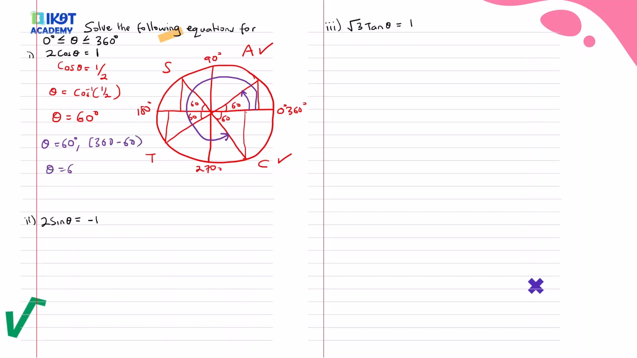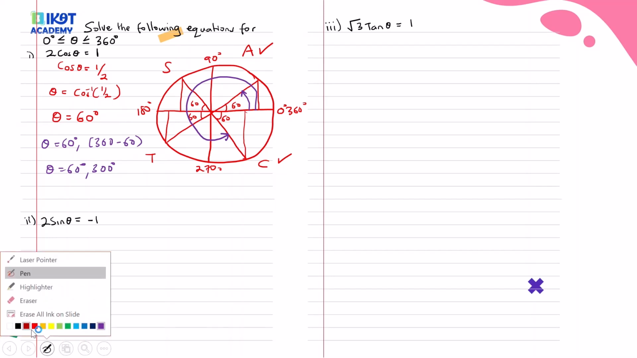So theta is equal to 60 degrees, comma, 300 degrees. And when you substitute that here, cos 60 will be a half. When you also say cos 300, it will still be a half. So you see, you can even prove your answer afterwards. Okay, so let's continue this now.